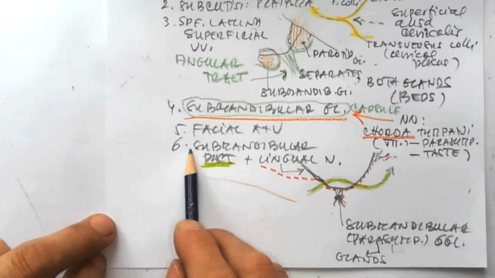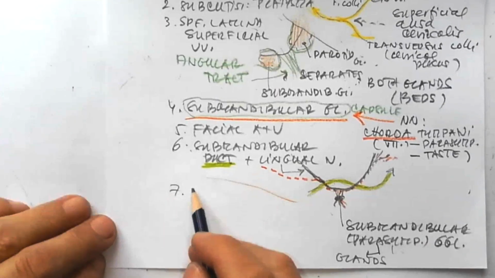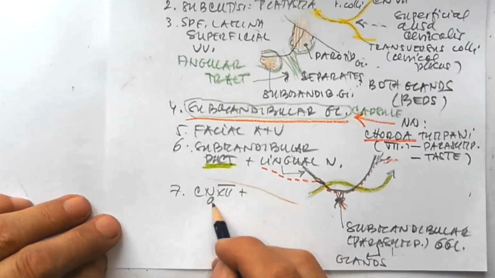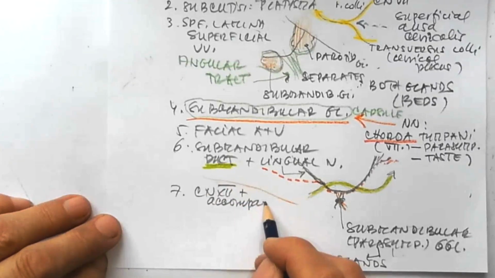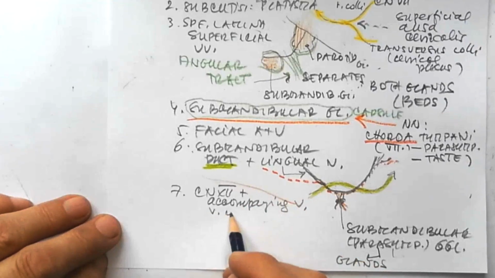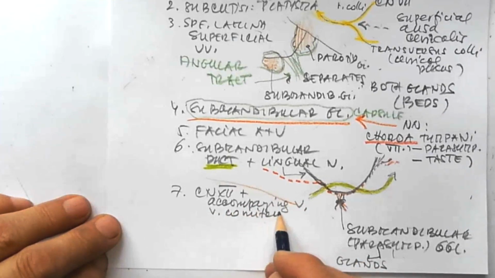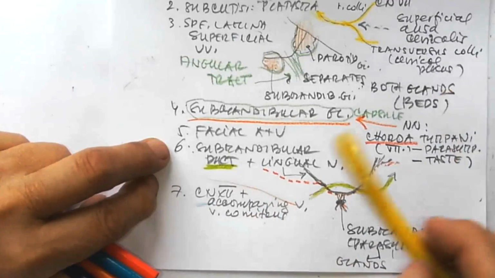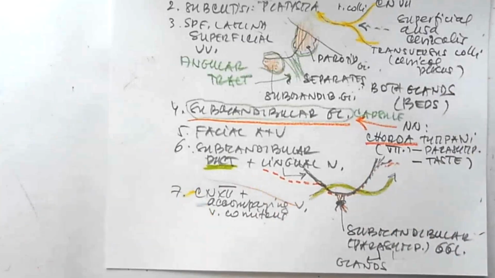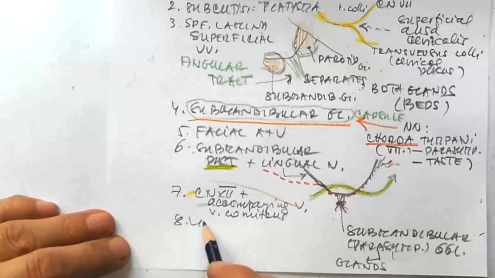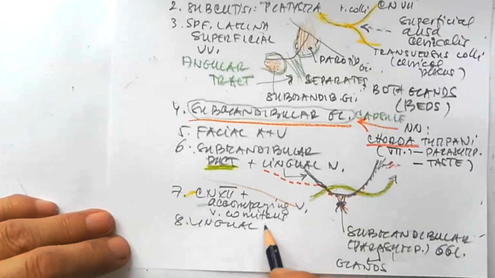Then number 7 is the cranial nerve number 12 plus accompanying vein, vena comitans. Comitans is the official term. Vena comitans, bluish with yellowish. In the drawing would be yellow and blue. No, the nerve is motor definitely. And number 8 is the lingual artery. We will speak about the lingual artery in the drawing.